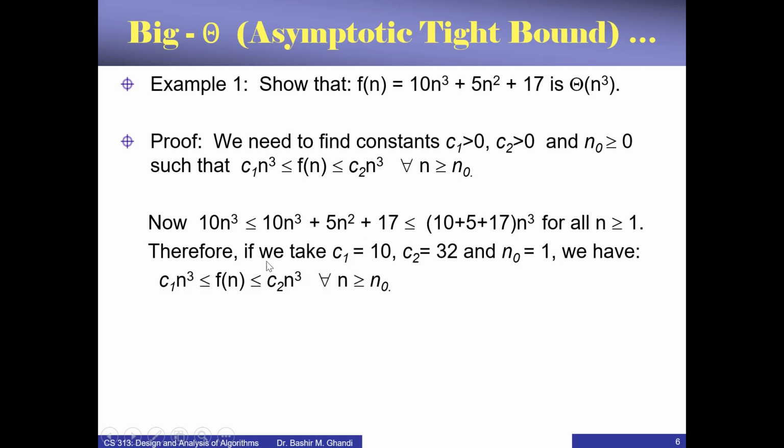So therefore we can simply say that if we take C1 to be 10, C2 to be 32, and our n naught to be 1, then the function Fn will lie between C1n cubed and C2n cubed for all n greater than our n naught, which is 1. And that means we are able to find the three constants, and therefore by definition it means this Fn is actually theta of n cubed, and that completes the proof.